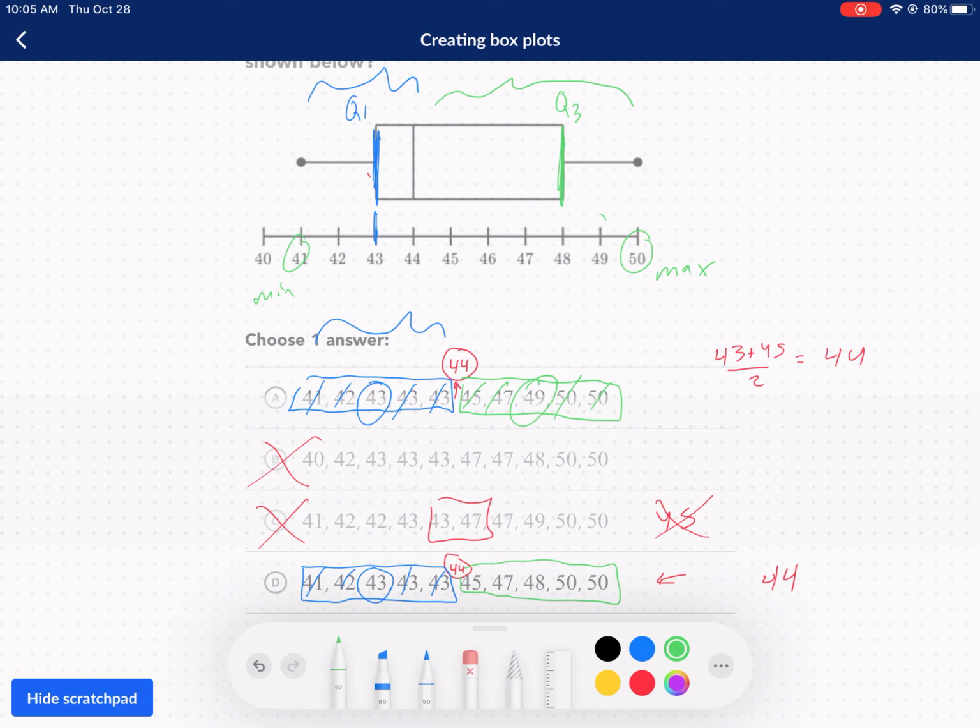Okay, look at this. 49 is not our Q3, so we know it's not option A. But look, just to show you, left, right, I get 48 for D. D is my Q3. It has all those things. It has min, max, Q1 correct, median correct, and Q3 correct. D is the correct answer.